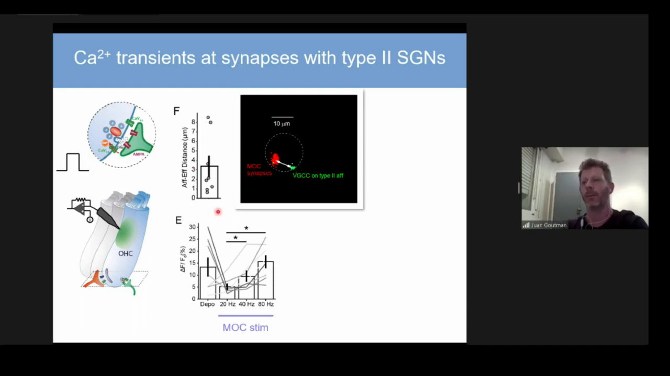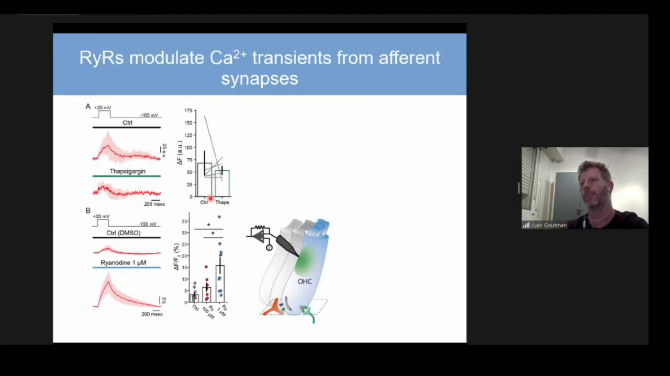We also measured the distance between calcium influx through one synapse to the other within the same hair cell, and we came up with these individual numbers. So the average is about 3 microns, but there were many that were around a micron.